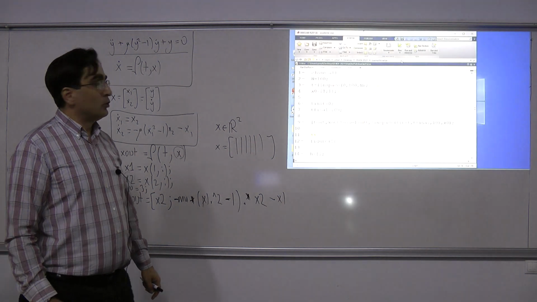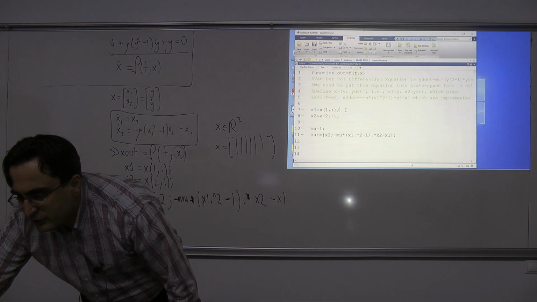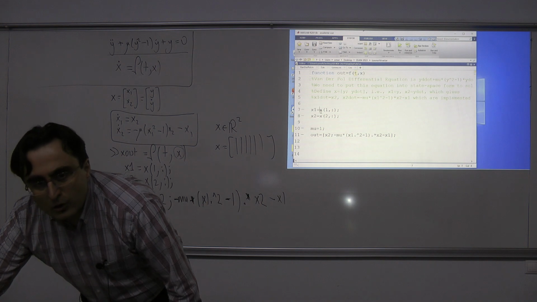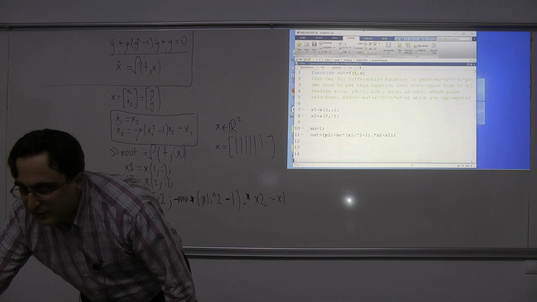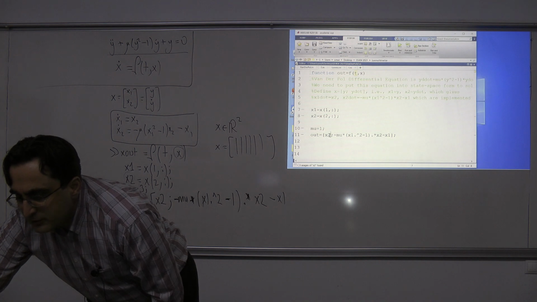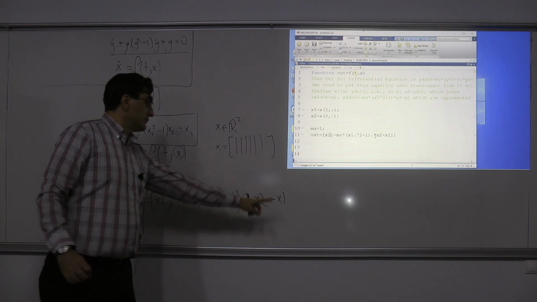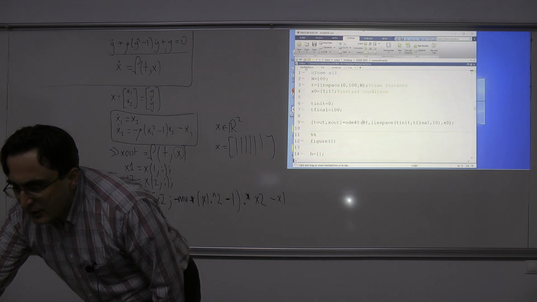So here let me show you my f function. It is very similar to what I showed you. So I read the x1 values in the first row, and I read the x2 values from the second row, and I set mu equals to 1. And then the output becomes, the first row of the output is x2, and the second row of the output is given by the right hand side here. Okay? So that is my f function.